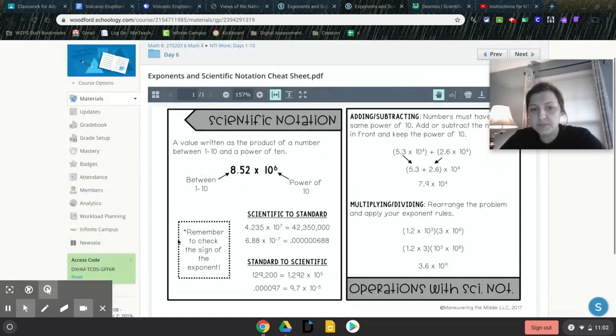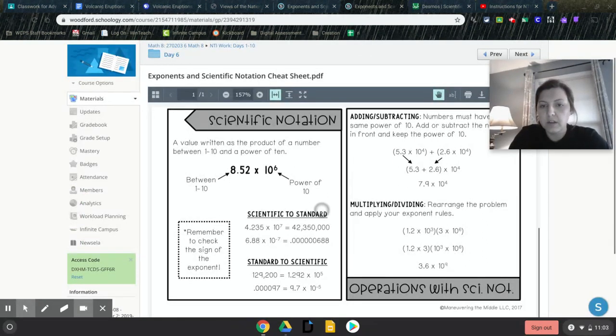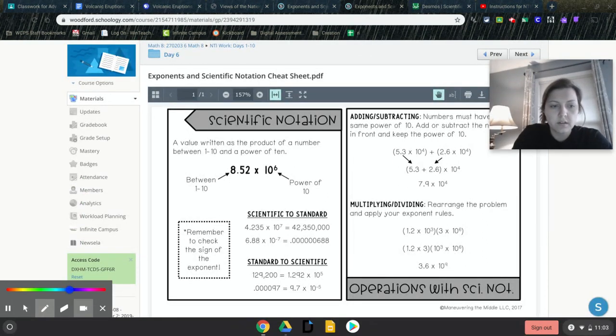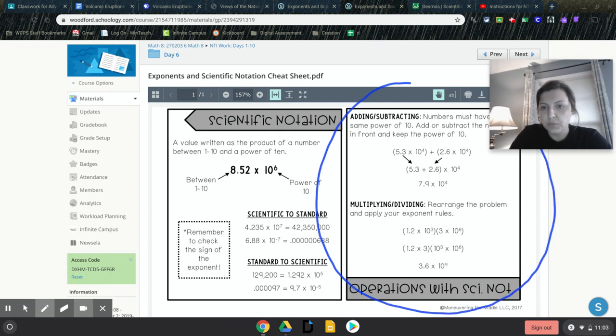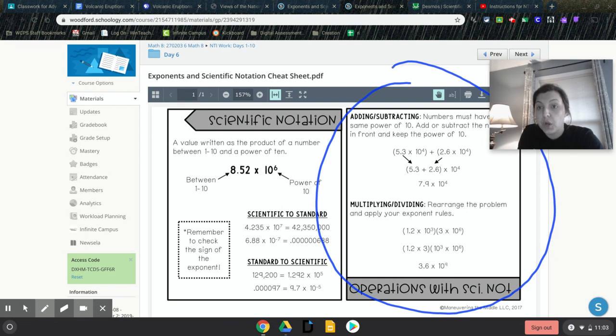Our operations with scientific notation, use this block right here to kind of help you remember the rules. Remember, bases do as they're told, exponents follow their own rules, okay? So when we are adding or subtracting, we need our exponents to be the same, and then we just add them as normal and keep the same exponent as long as they have the same exponent. If they do not have the same exponent, you would need to rearrange it so that they did. So you would maybe need to move your decimals so they were both to the power of 4.